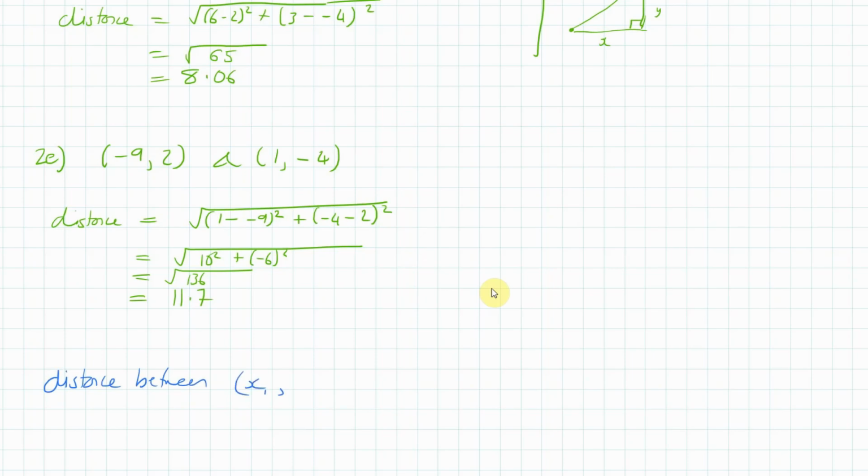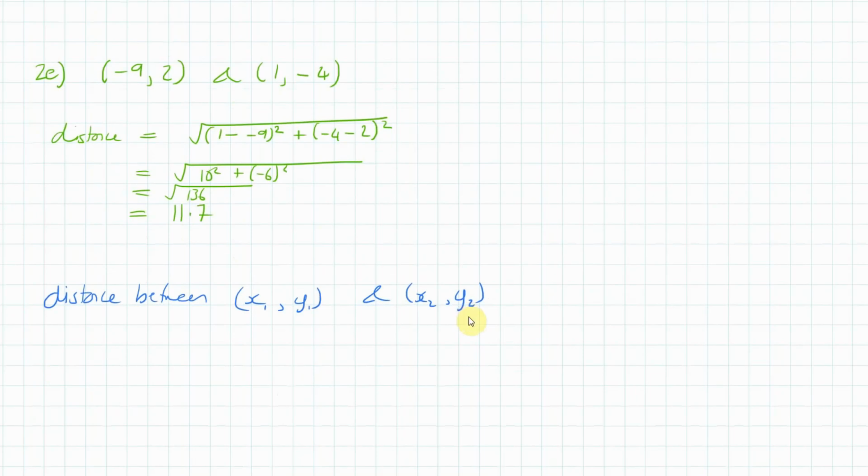So if we've got a point x1, y1, and x2, y2, the distance between them will be the square root of (x2 minus x1) squared plus (y2 minus y1) all squared. So that's what you're going to do for that.